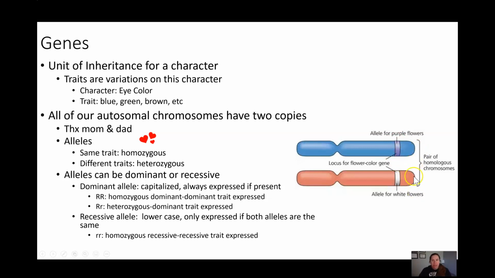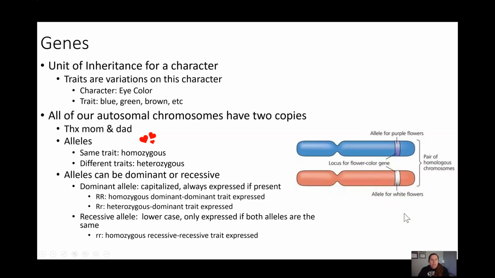Of course, the famous Mendel experiment. And if an allele is considered dominant, we're going to capitalize the symbol for that allele, and it's always expressed. So if a dominant allele is present in an organism, that allele will be expressed. So for example, here, if purple is dominant, then the flower color will be purple, even though we have another allele that is coding for white flowers instead of purple.